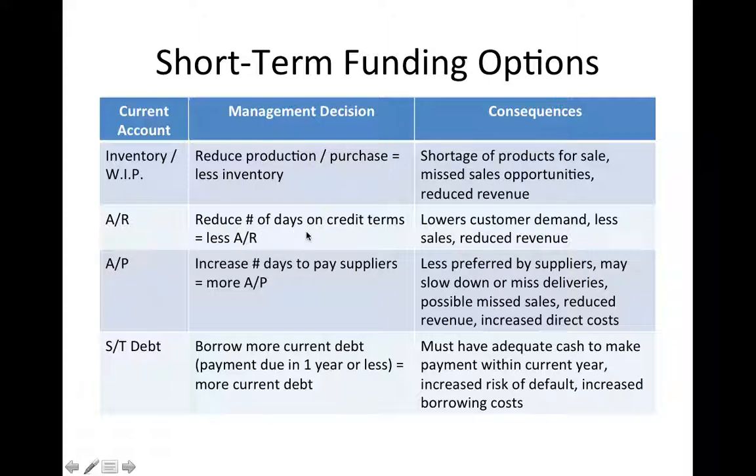In terms of accounts receivable, you could reduce the number of days on credit terms. So you could imagine that if I'm offering 60-day credit terms and I reduce that to 30-day credit terms, then over time the people who borrowed on 60-day terms will start making their payments, and at the same time, those who borrowed on 30-day terms will make their payments, right? And so a month from now, the 30-day people are going to pay, and the 60-day people from 2 months ago are going to pay.